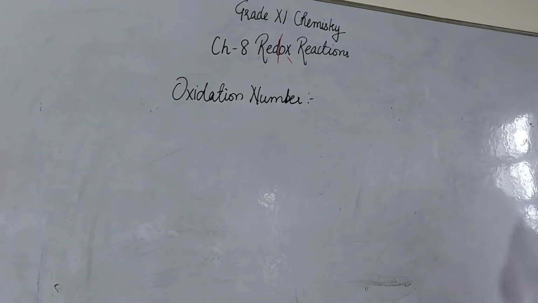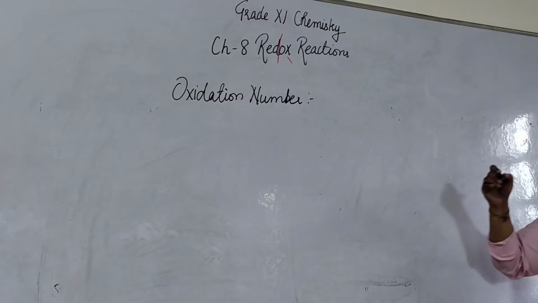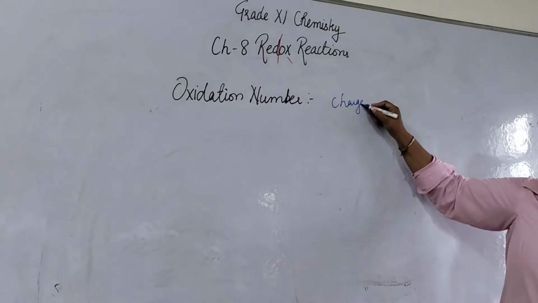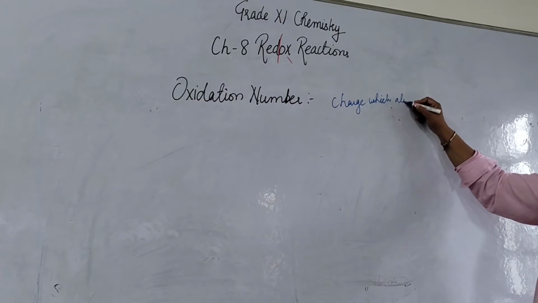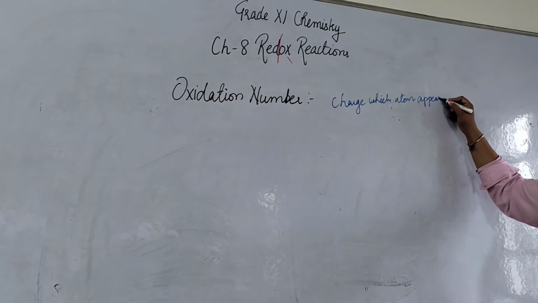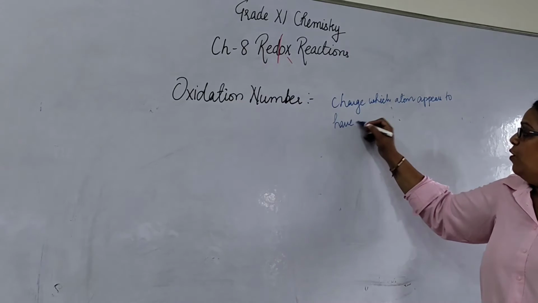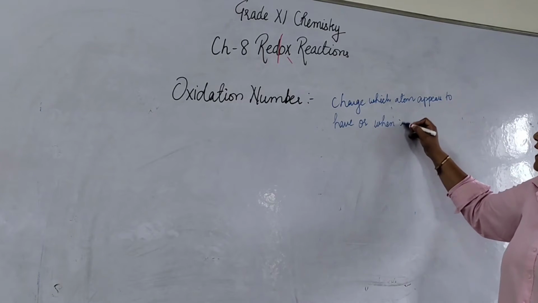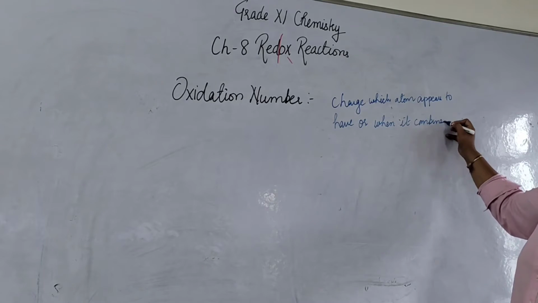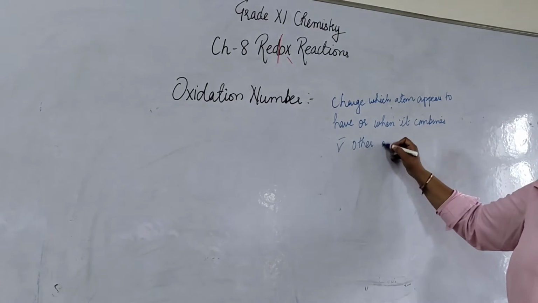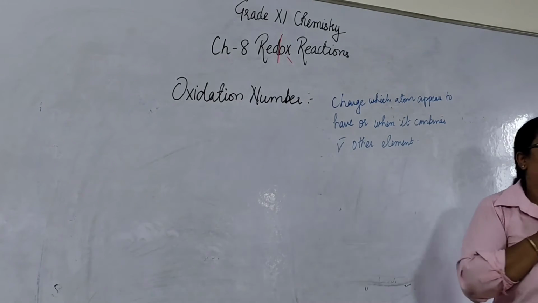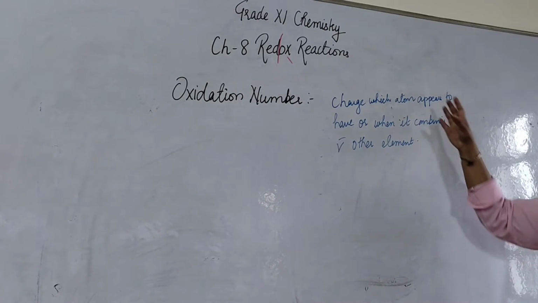Oxidation number is the charge present on a particular atom, or the charge an atom appears to have when it combines with other elements. When I discuss the rules for the same now, it will be more clear to you.